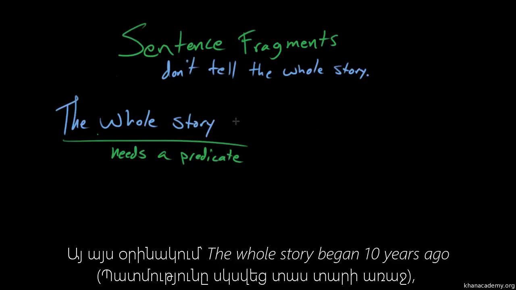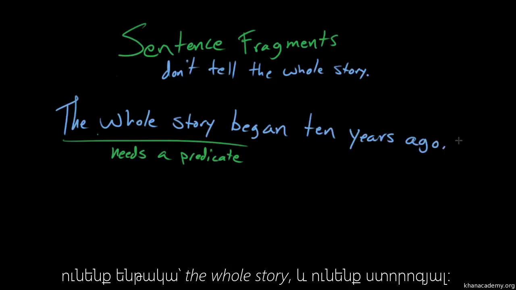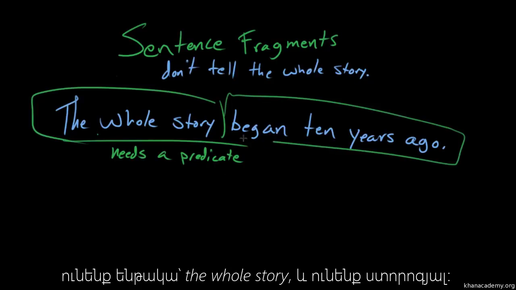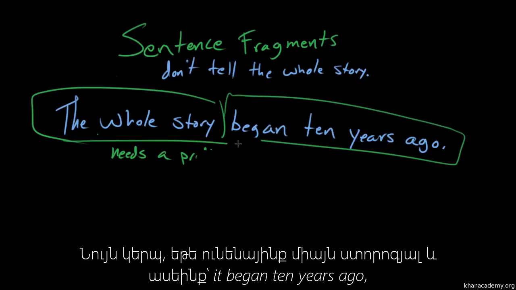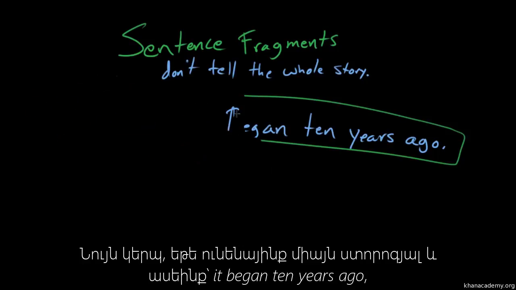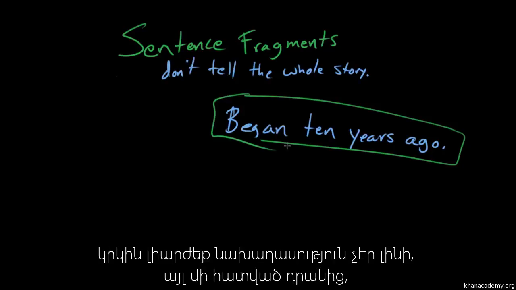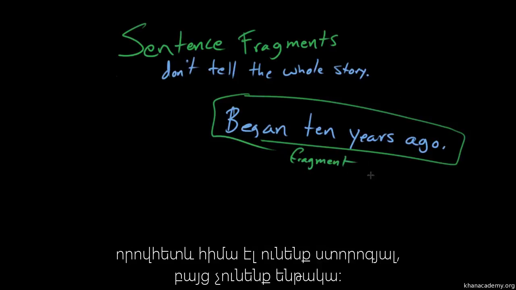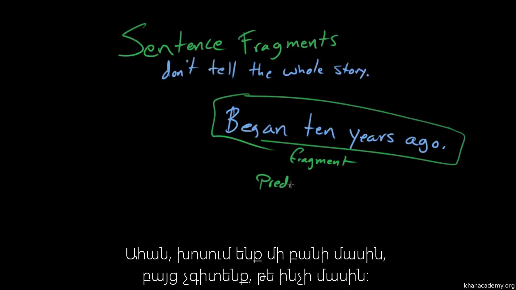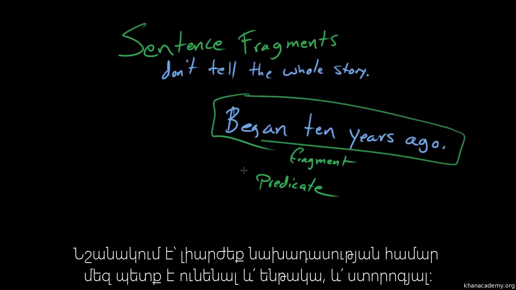All right, so the whole story began 10 years ago. And now we've got our subject here, the whole story, and now we've given it a predicate. Similarly, if we just said it began 10 years ago, well, that's not enough to be a sentence either. That's also a fragment, because now we've got a predicate, but no subject. Right, we're telling about something, but we don't know what. So in order to be a sentence, you need to have both a subject and a predicate.